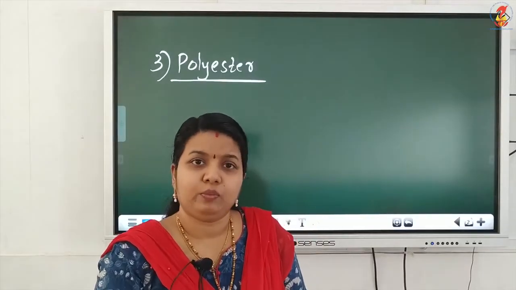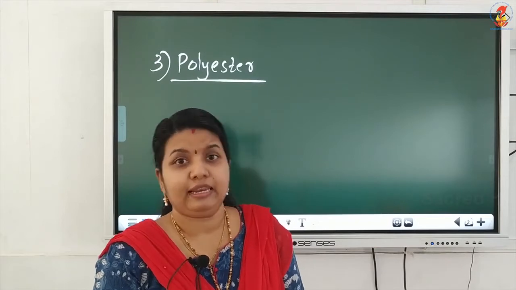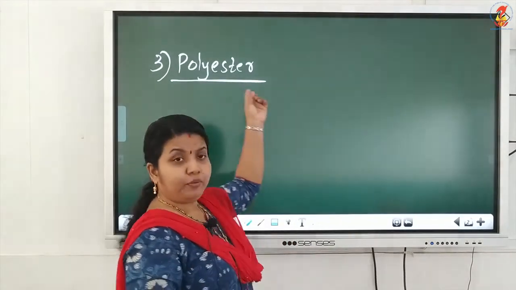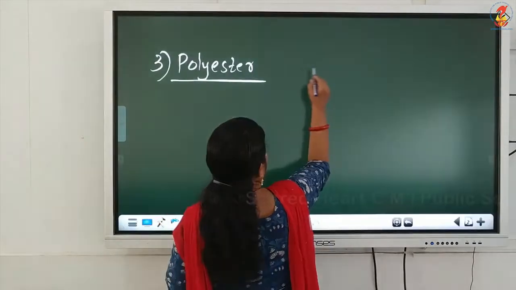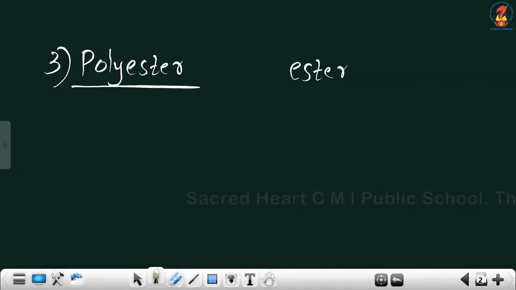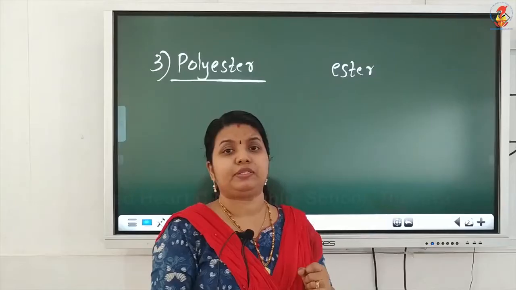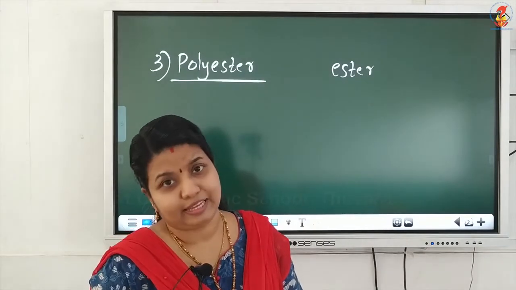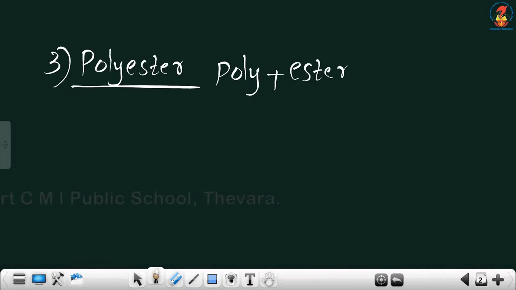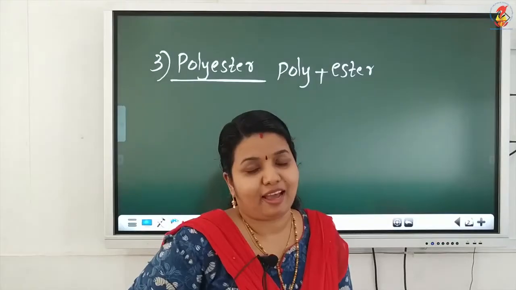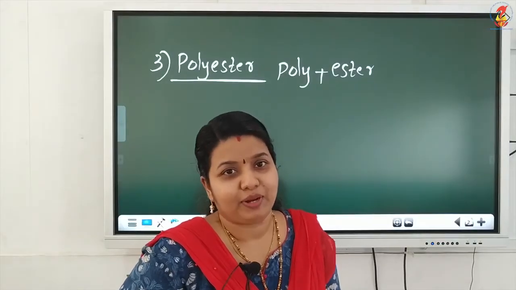You might be familiar with the name polyester. It is a fiber which is widely used in the textile industry, and actually polyester is made up of repeating units of a chemical substance called ester. So polyester fibers are made up of repeating units of a chemical substance known as ester. So we can write it as: poly means many. Many ester units add together and you get a large single unit known as polyester.